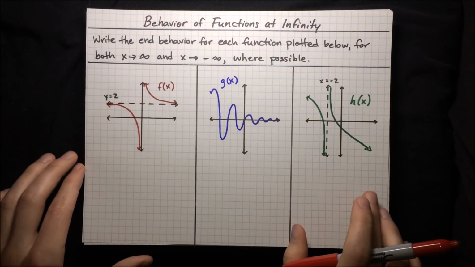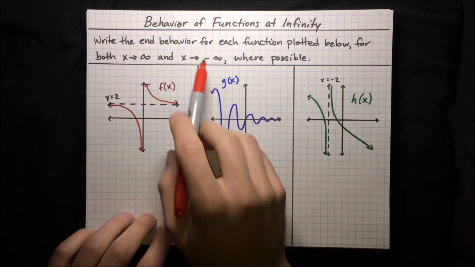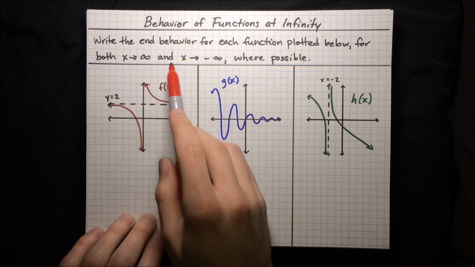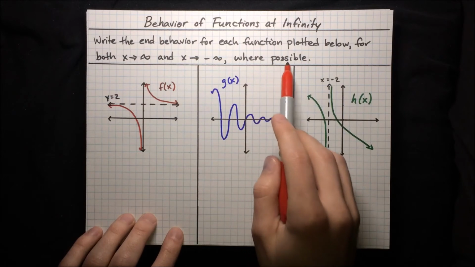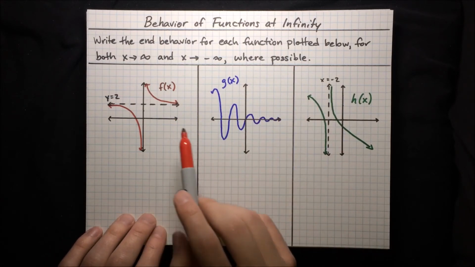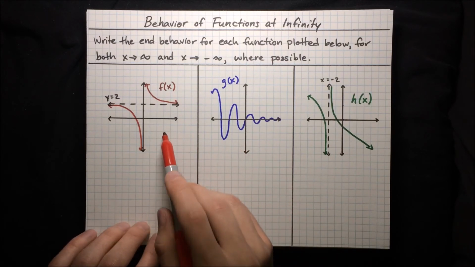Here's our last example. So we want to write the end behavior for each function plotted below for both x goes to positive infinity and x goes to negative infinity where possible. It might not be possible to write end behavior for all of the functions, but we'll give it a shot and see the best we can do.